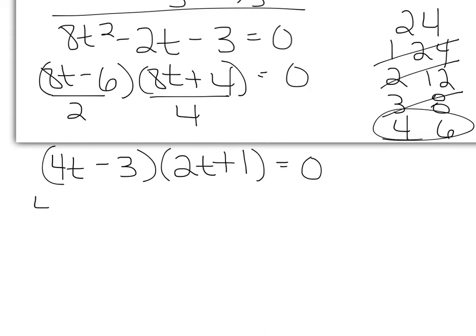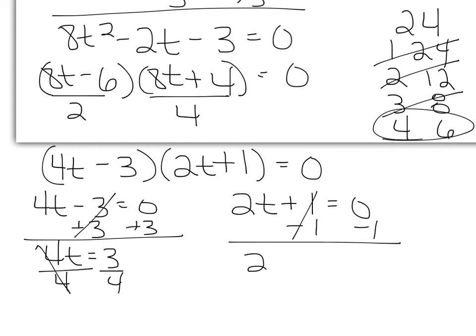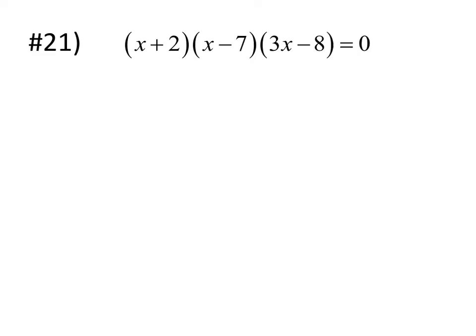So now set them equal to 0 independently. Okay, so add 3. You get 4t is equal to 3. So t is 3/4. And then you get 2t is equal to negative 1. So your solution set is negative 1/2 and 3/4.